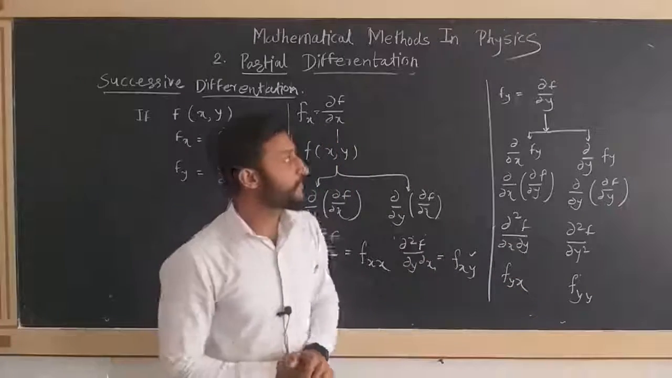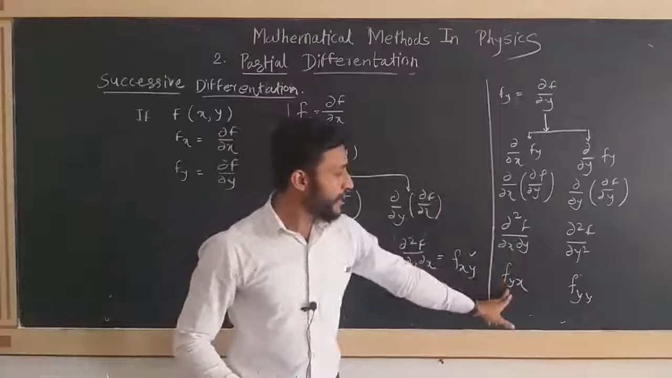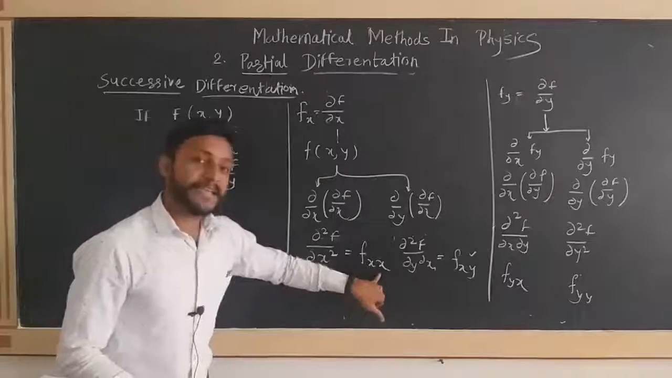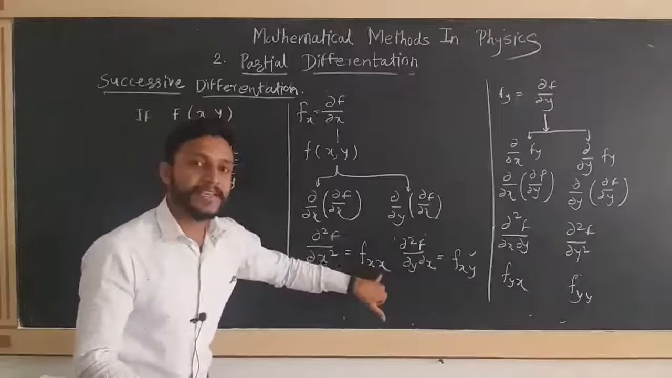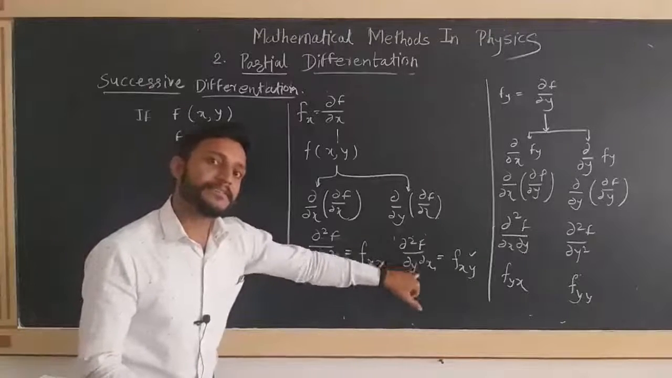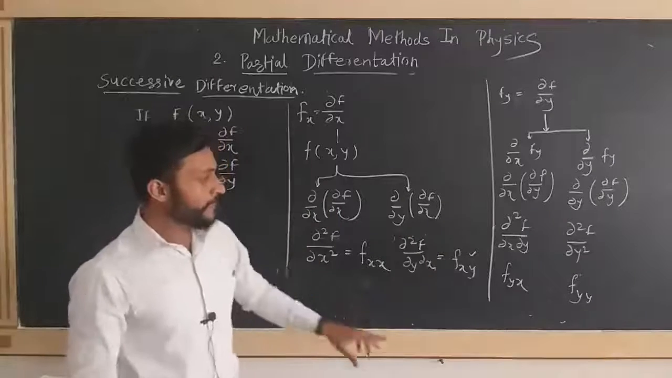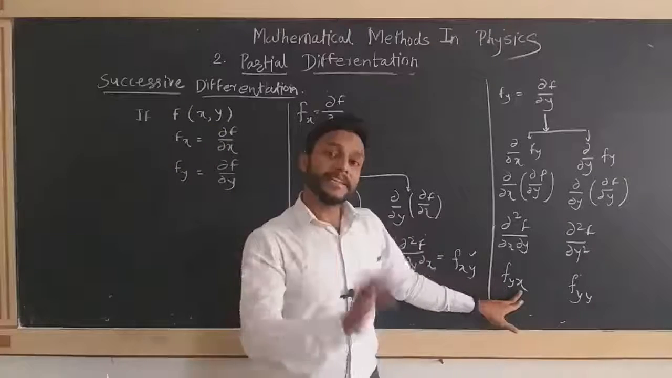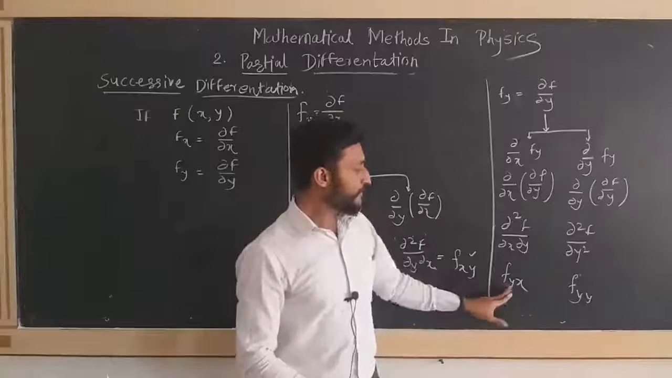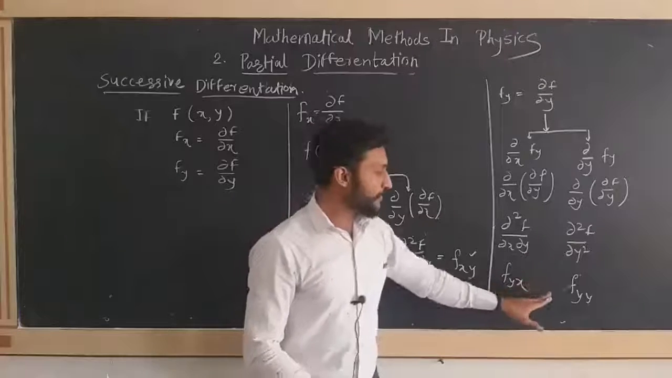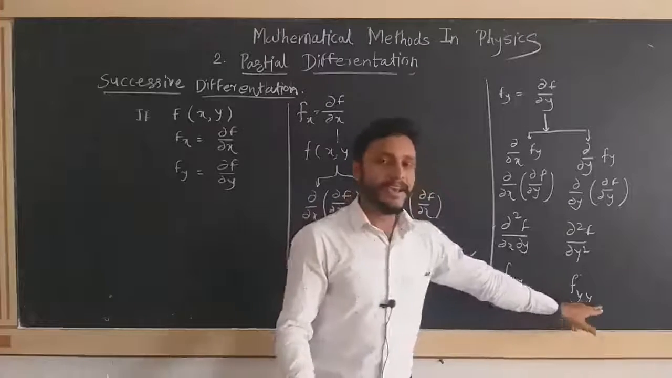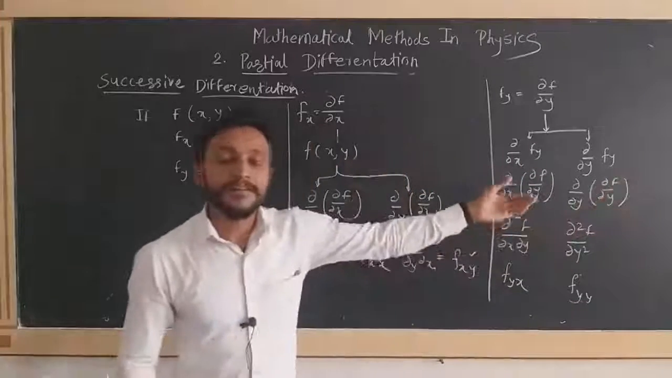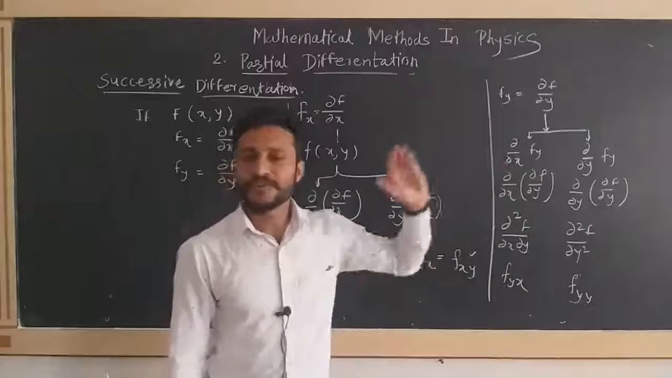So this is the second order partial differentiation. Similarly, if fxx is again a function of x, we can write fxxx, and so on. If fyx is again a function of x, we can write fyxx, or if fyy is again a function of x, fyyx. This is the third order partial differentiation, fourth order partial differentiation.